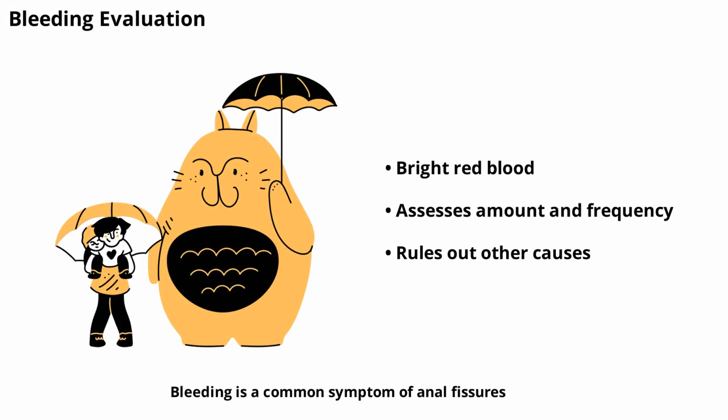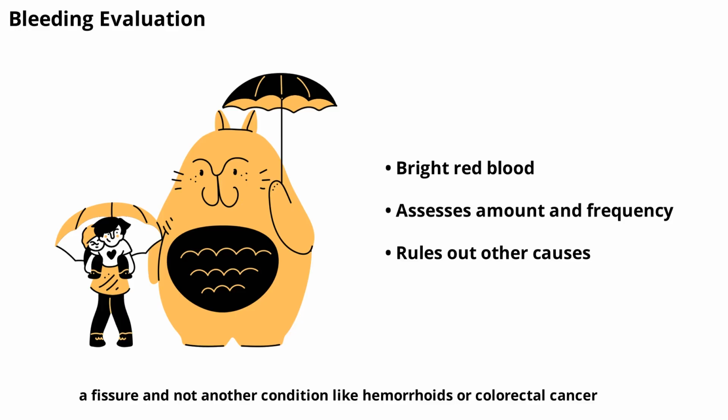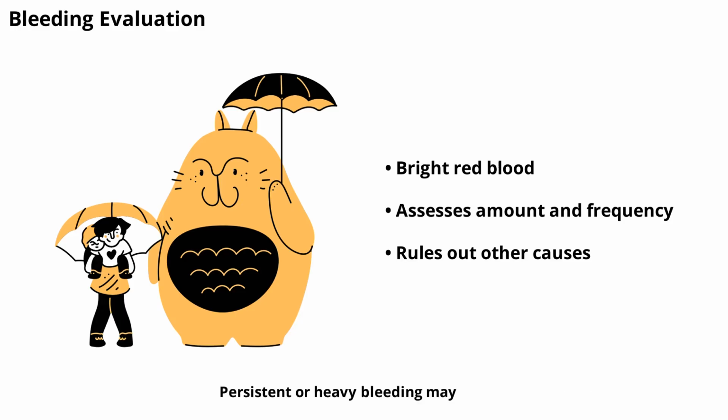Bleeding is a common symptom of anal fissures, usually presenting as bright red blood on toilet paper or in the stool. The doctor will assess the amount, frequency, and duration of bleeding to ensure it is consistent with a fissure and not another condition like hemorrhoids or colorectal cancer. Persistent or heavy bleeding may require further investigation with endoscopic tests.